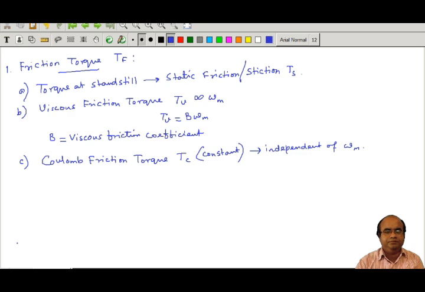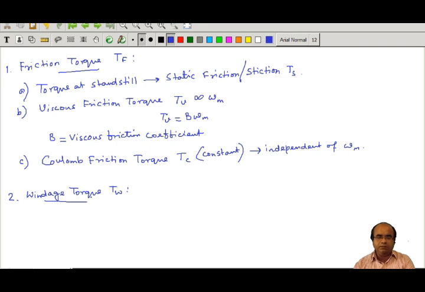Number 2, windage torque TW. Windage torque is directly proportional to the angular speed square. That is, windage torque is directly proportional to omega m square, or TW can be written as C omega m square. If I remove the proportional sign, then the constant becomes C.